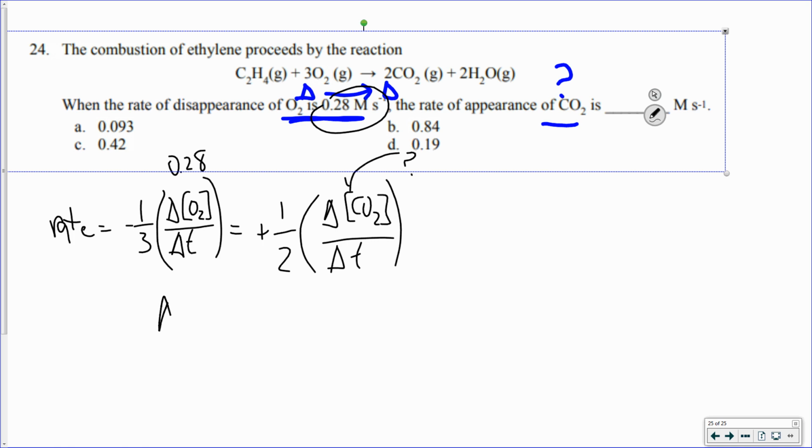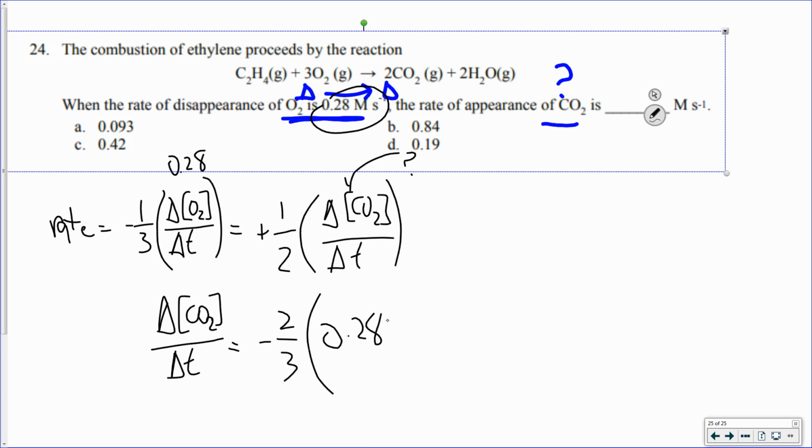So the change in concentration of CO2 as a function of time is equal to, I take the 2 and move it to the other side, a negative 2/3 times 0.28. See if there's a number that looks like choice D.